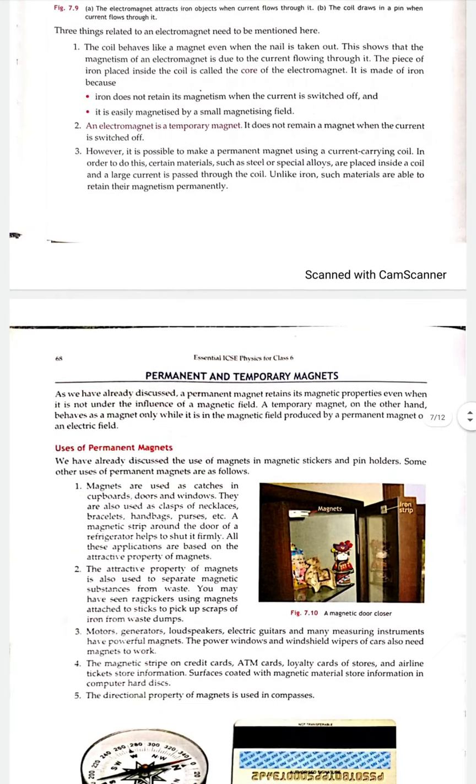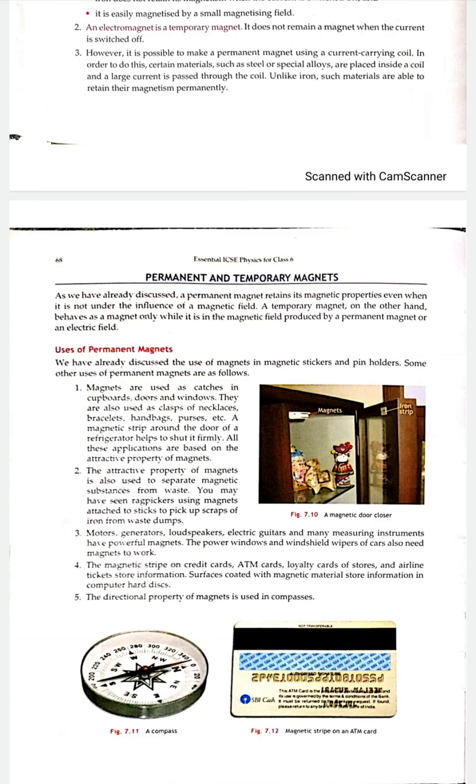Then there are permanent and temporary magnets. A magnet which is able to retain its magnetic power for a long time, we call it a permanent magnet. The one which keeps its magnetic power only while it is present in a magnetic field, but when it is taken out, it loses its magnetic power, we call it a temporary magnet.